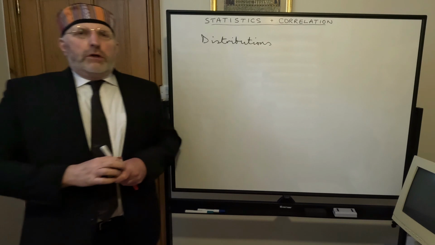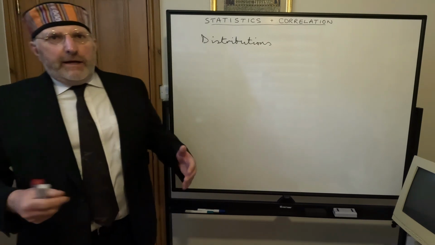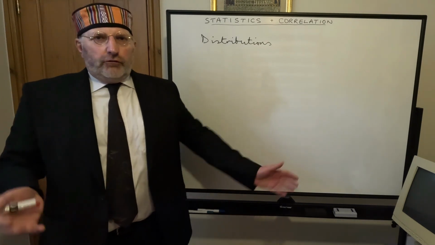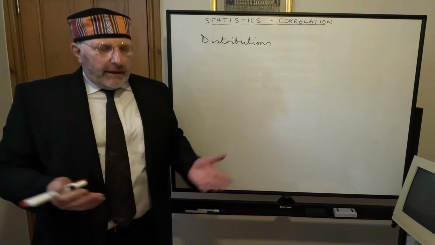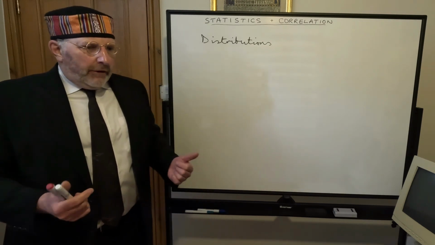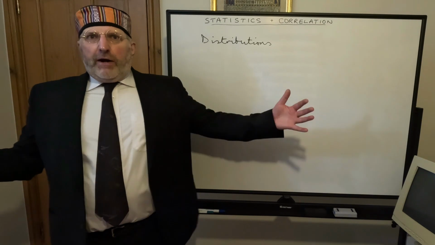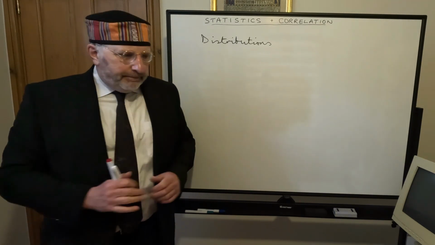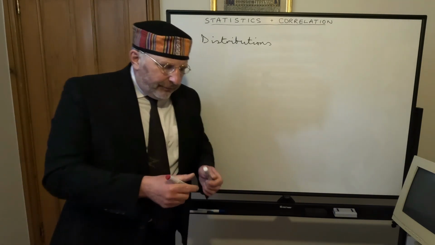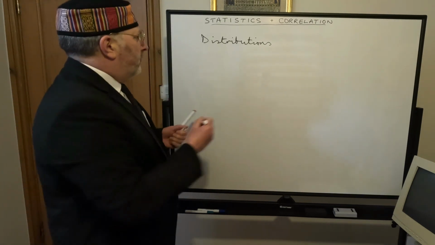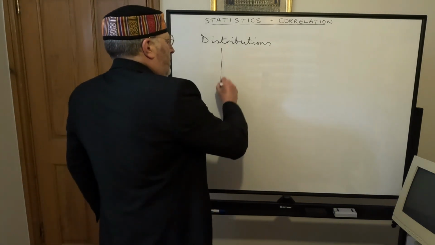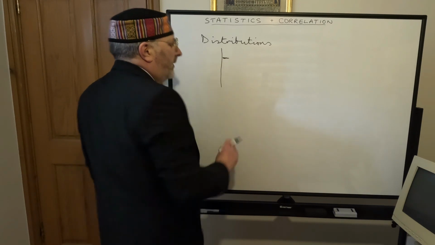So by distribution, we mean the way the values of your data are distributed, the pattern in the values. So whether, for example, they're spread out or bunched up. And there are three sort of topics I'm going to divide this into.